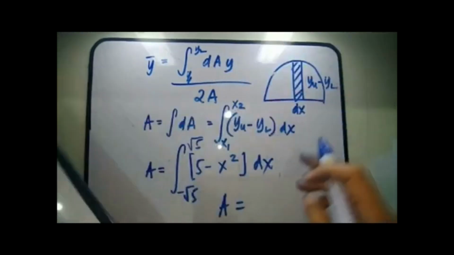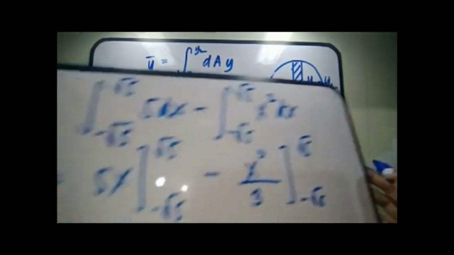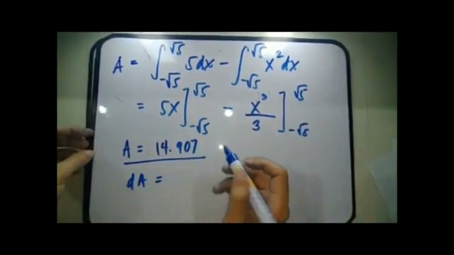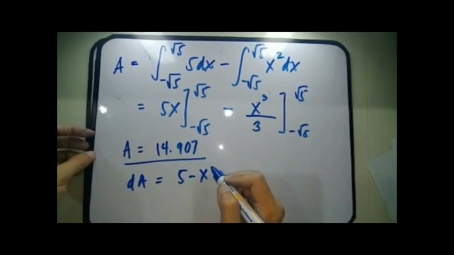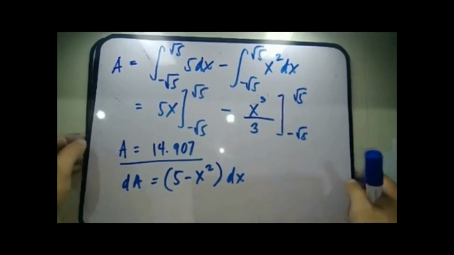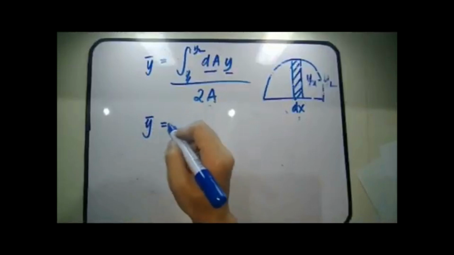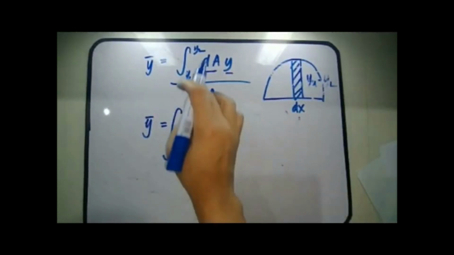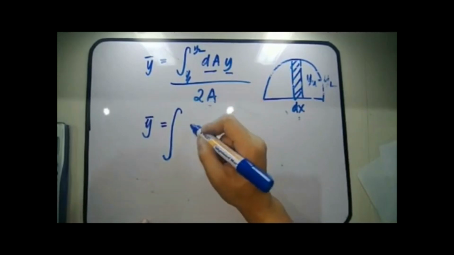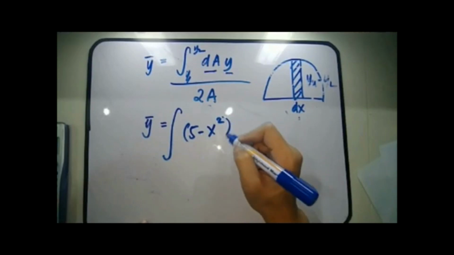Then input na natin sa formula. Lahat ng nakuha natin, input lang sa formula, then automatic, may answer na tayo. So we just substitute all those elements. Differential of A is 5 minus x squared dx. Balikan lang natin yun because we need to substitute that into our formula. You have here ȳ is equal to the definite integral, where differential of A is 5 minus x squared dx.